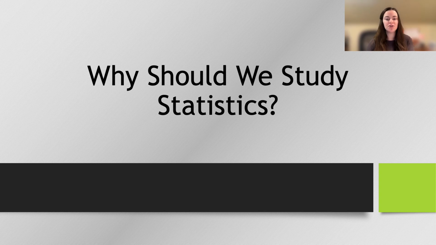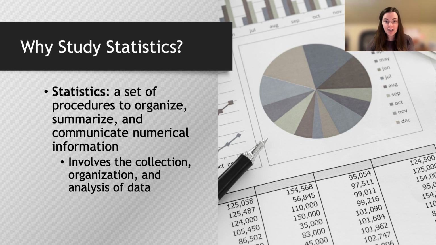Overall, it helps us understand and analyze our own trends within data, and it also allows us to have a variety of applications within social science, and it's critical for us to understand social phenomenon through being able to communicate various aspects of our data. And so in other words, our description and definition of statistics is a set of procedures that organize, summarize, and communicate numerical information. It also involves the collection, organization, and analysis of data.